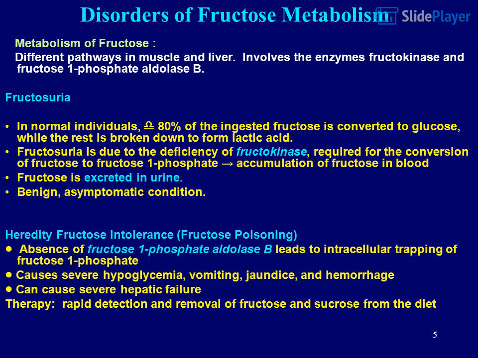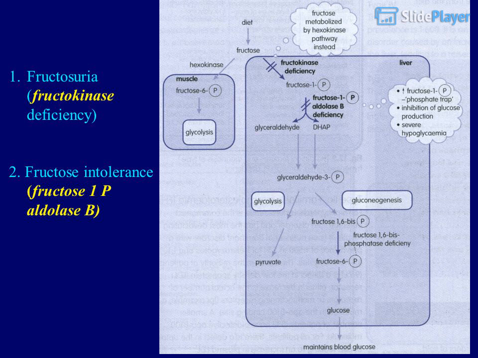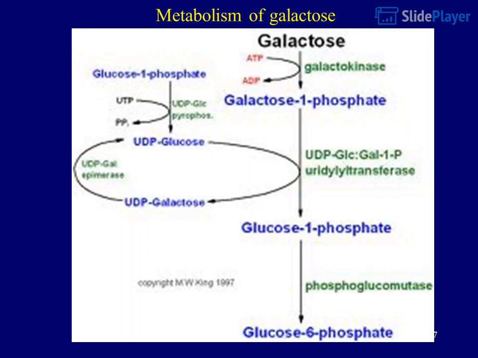Hereditary fructose intolerance, fructose poisoning. Absence of fructose 1-phosphate aldolase B leads to intracellular trapping of fructose 1-phosphate. Causes severe hypoglycemia, vomiting, jaundice, and hemorrhage. Can cause severe hepatic failure. Therapy: rapid detection and removal of fructose and sucrose from the diet. Fructosuria: fructokinase deficiency. Fructose intolerance: fructose 1P aldolase B.